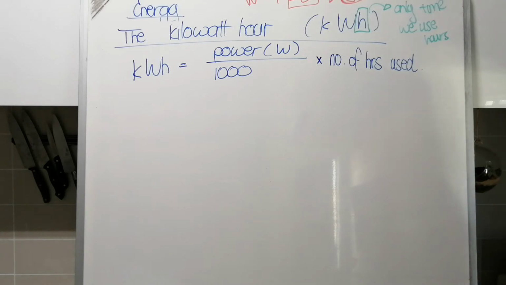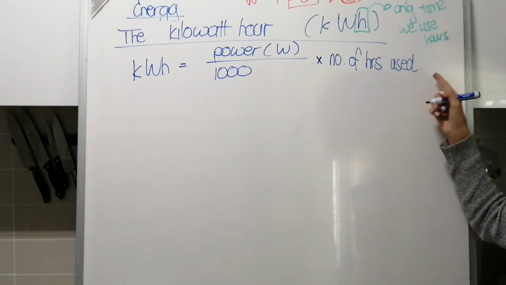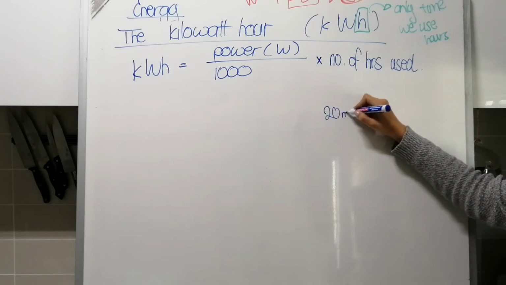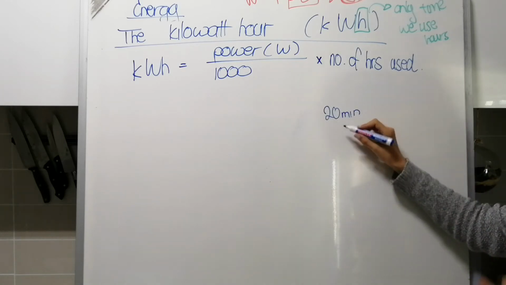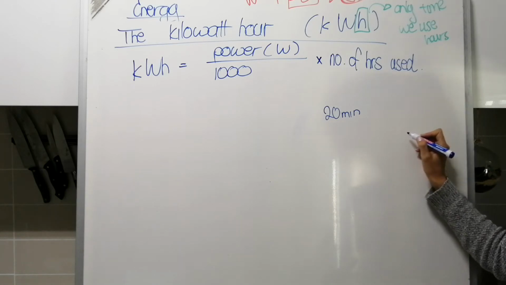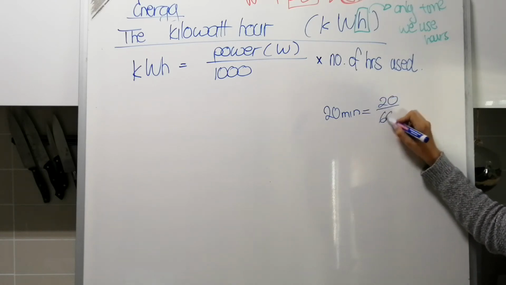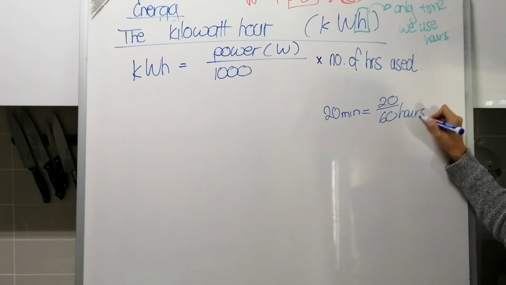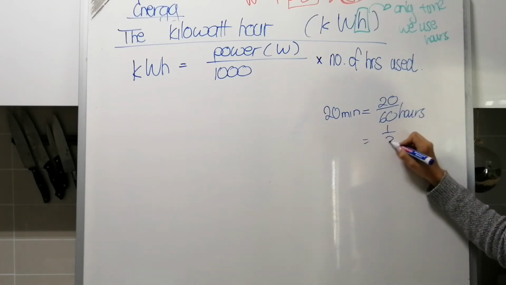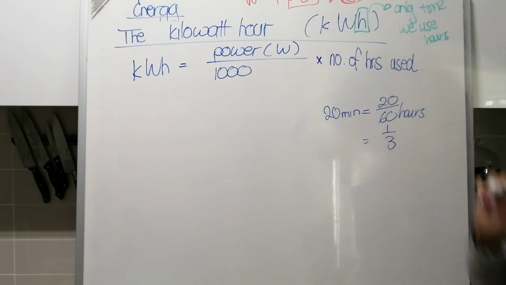So if I use my kettle for a total of 20 minutes every day, let's say I boil the kettle like 6 times in the day, so I use the kettle for a total of 20 minutes every day, then how many hours is that? To convert minutes to hours, you divide by 60. So 20 minutes equals 20 over 60 hours, which is 1/3 of an hour. So you would multiply by 1/3 there.